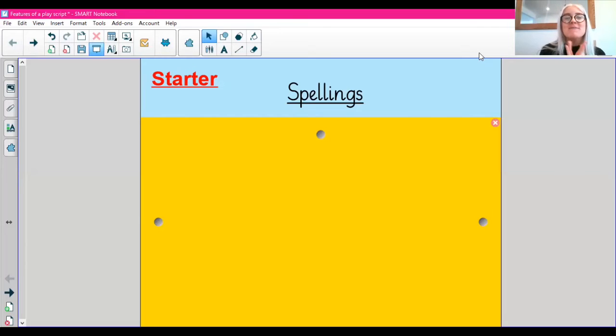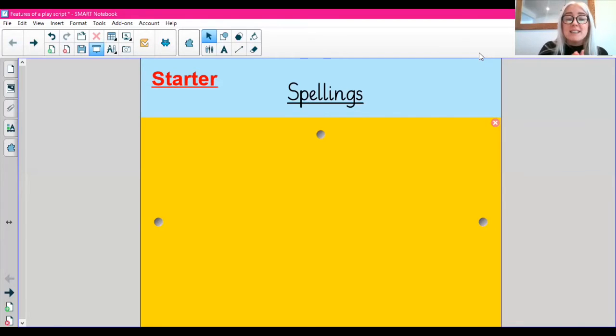Now, can you remember what we are doing this week? What text are we looking at? We are looking at play scripts. But before we start today looking at the features of a play script, let's start with a little starter.